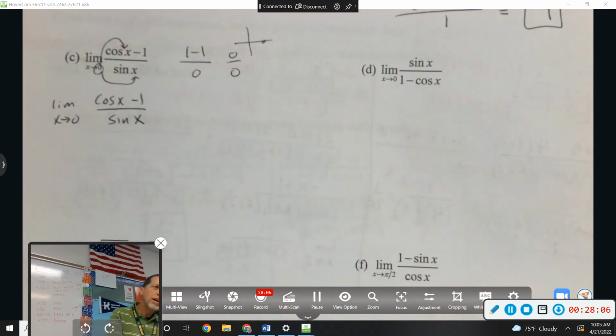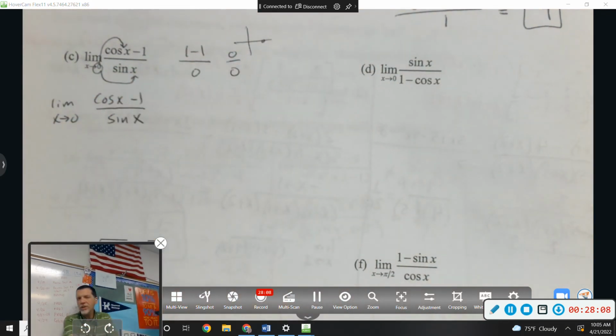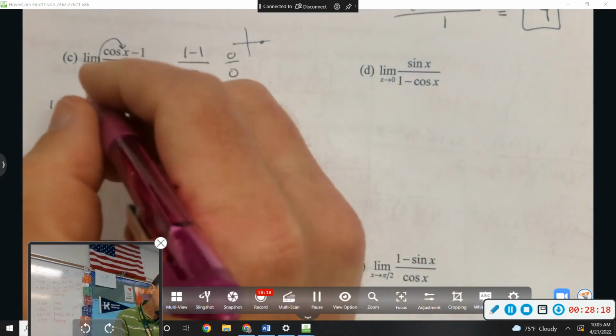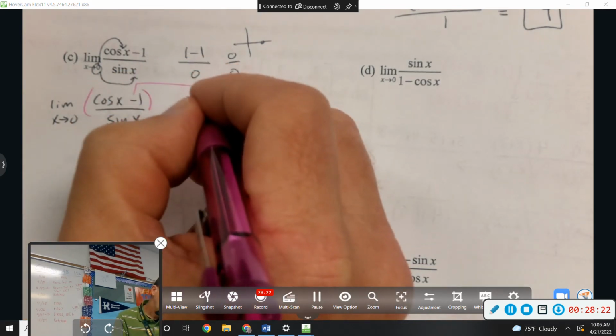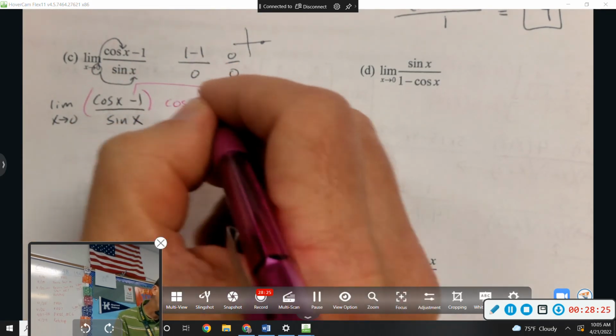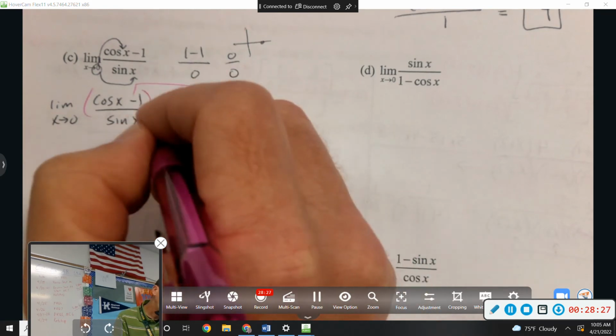We are going to use sine squared plus cosine squared is 1. We're going to use that in a minute, but not yet. There's only one thing I could even possibly take a conjugate of. The top or the bottom? The top. So let's multiply the top and the bottom by cosine of x plus 1.